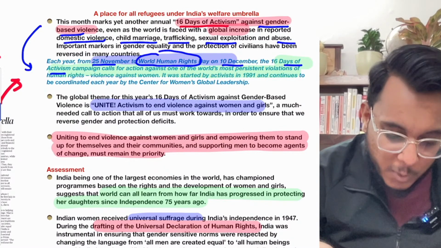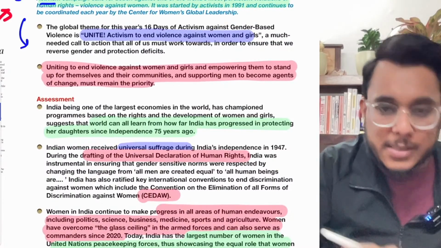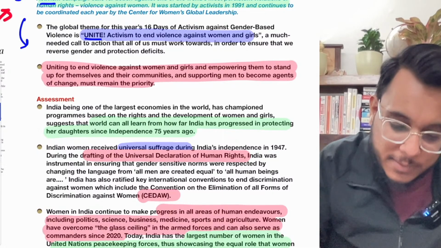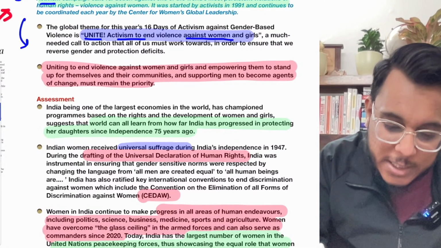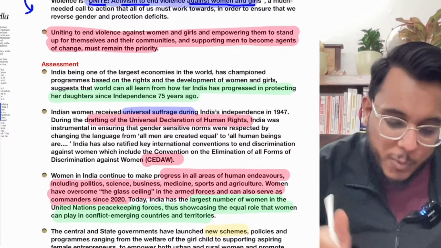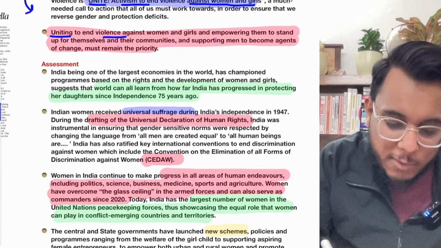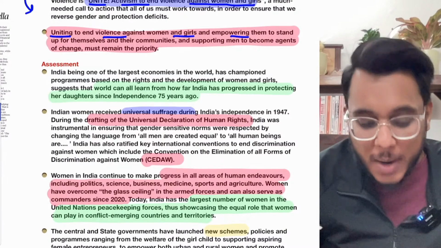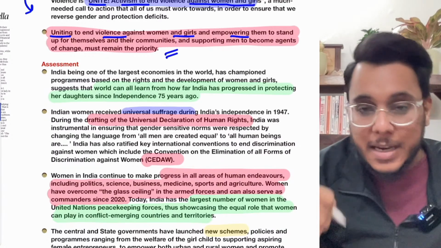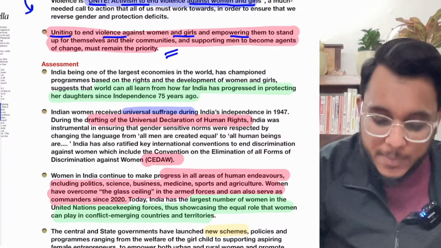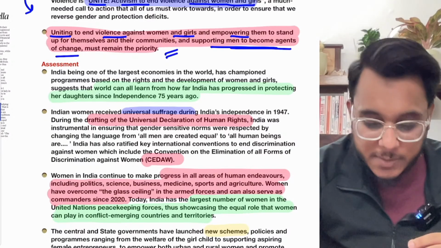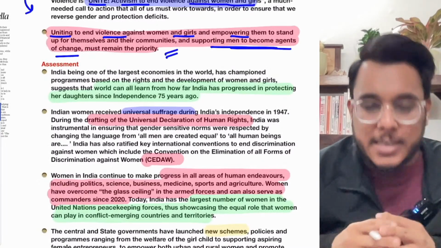Then moving on. This year's 16 days of activism has the tagline: Unite, activism to end violence against women and girls. So the special theme is towards women and girls. We need to unite to end the violence against women and girls, and we need to empower them so that they can stand for themselves and preach their own rights. At the same time, we also need to support the men so that men become the agents of change.